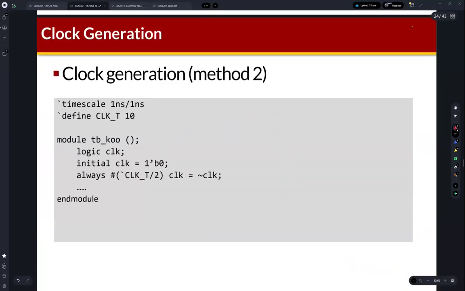So let's see another example. I also declare the clock signal here, okay? And then also clock period is 10 nanosecond, right? And then initially clock is 0. So I use the initial statement, but I did not use begin and end. It is because this is just one line, okay? So this is the same as the initial.